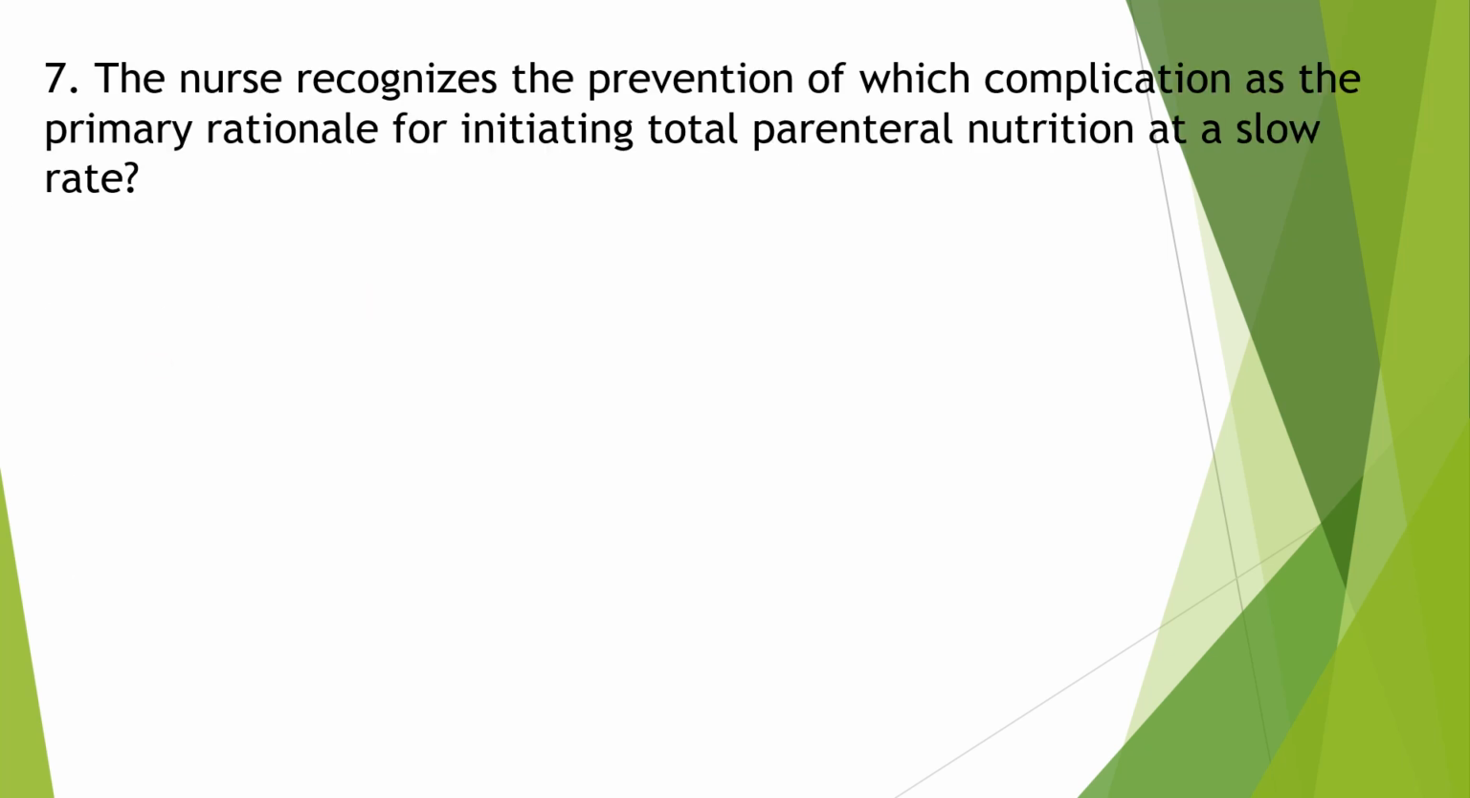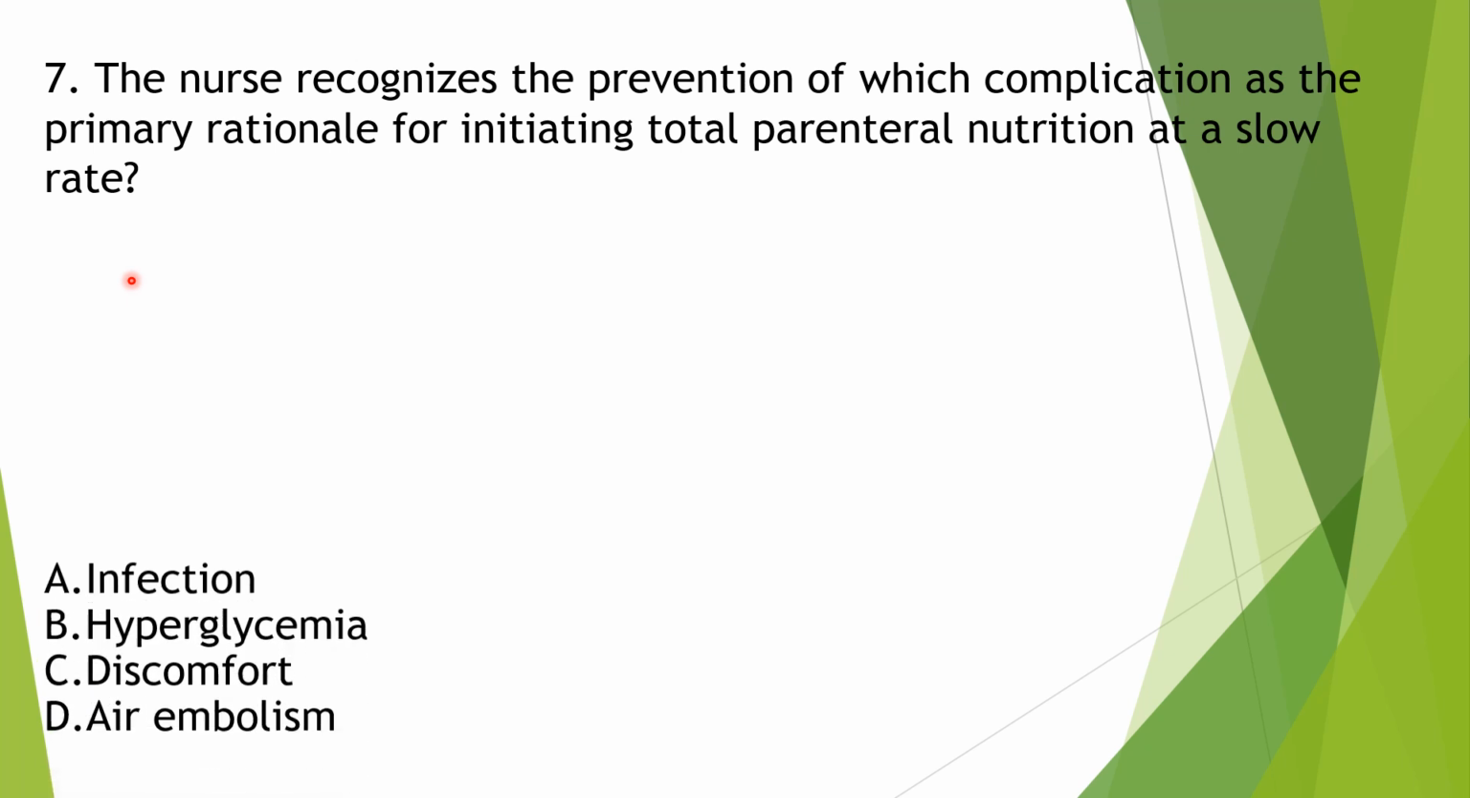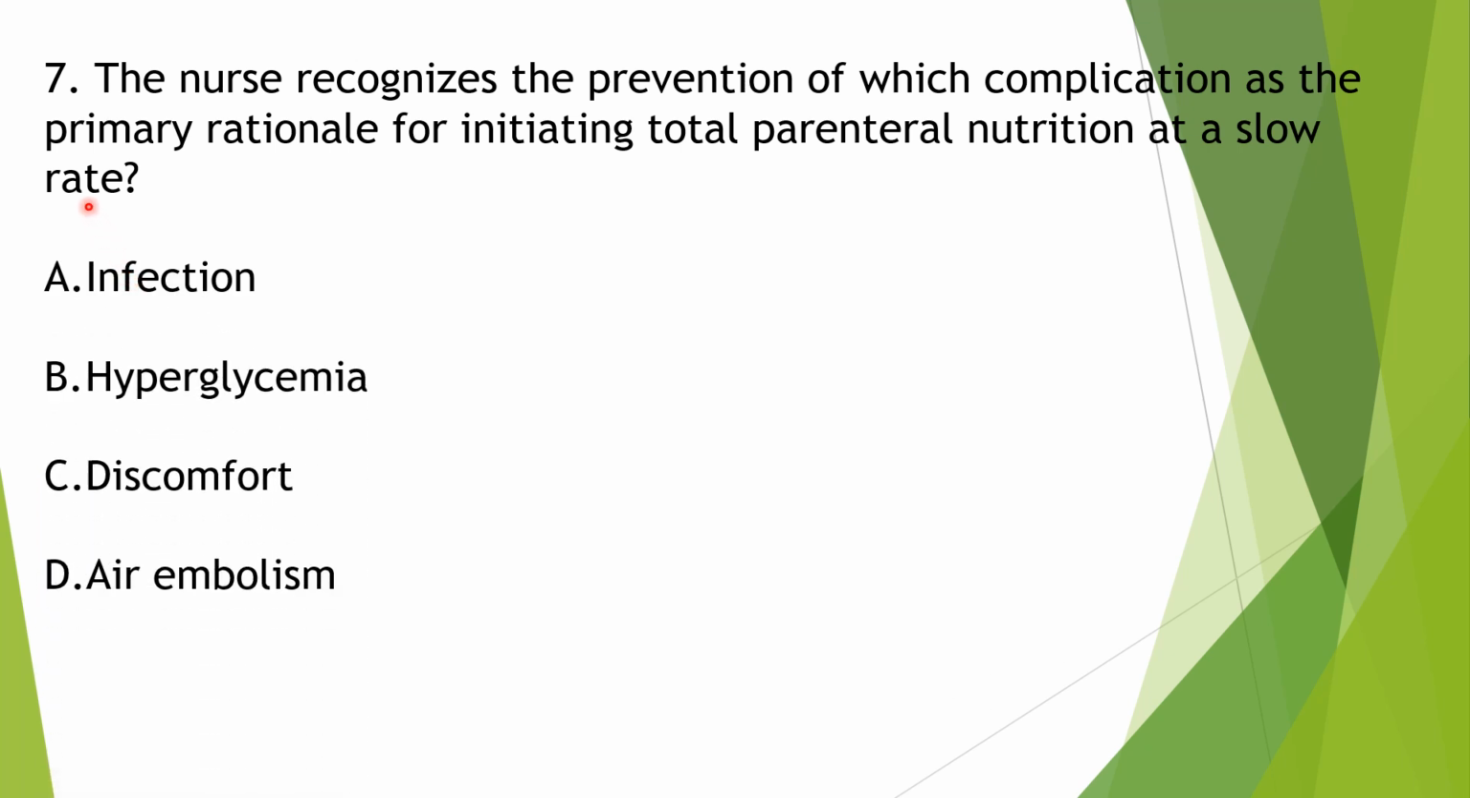The nurse recognizes the prevention of which complication as the primary rationale for initiating total parenteral nutrition at a slow rate? Infection, hyperglycemia, discomfort, air embolism. Due to the high concentration of dextrose in total parenteral nutrition, and the nurse is starting it at a very slow rate, the rationale is that this dextrose will elevate the glucose level in the patient's body. The patient will go into hyperglycemia.